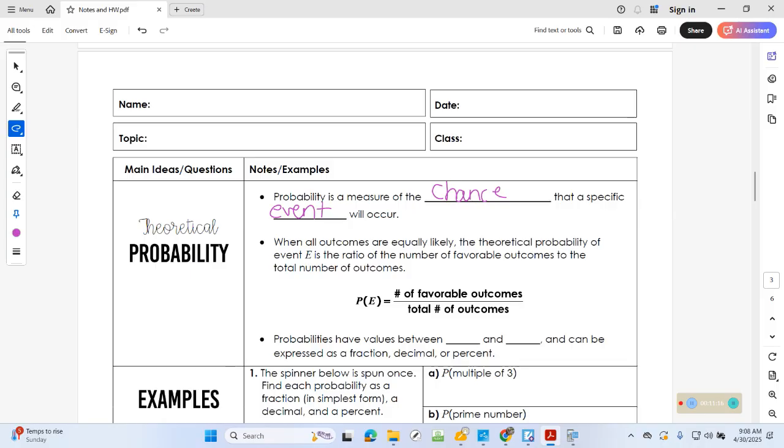When all outcomes are equally likely, the theoretical probability is calculated as the favorable outcomes to the total. So I know this is on your sheet. I'm just gonna circle it because that's gonna be the calculation we're gonna use. So that total number of outcomes, I'm going to be using a lot of that fundamental counting principle where I'm just multiplying them together. That's going to be easy to get the total, and then we'll have to get into the favorable outcomes here in a minute.